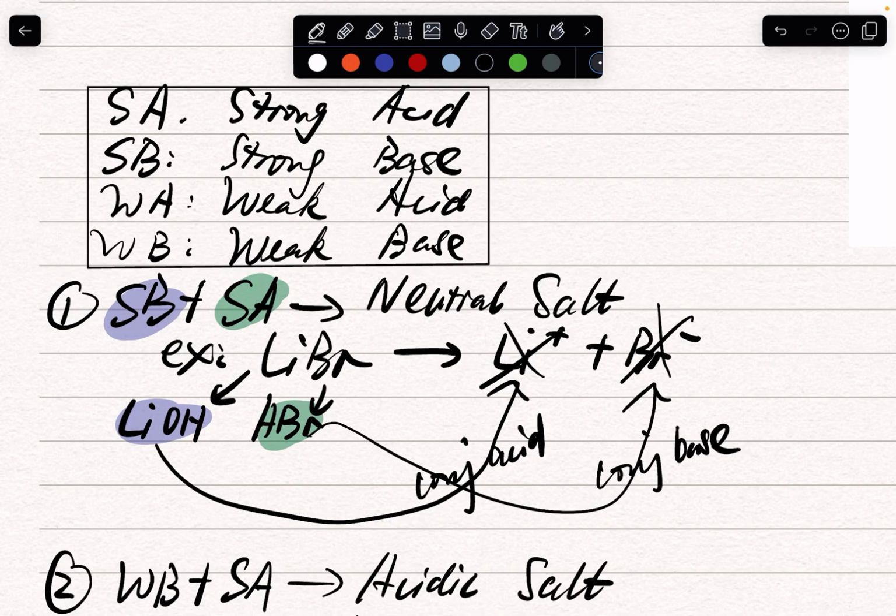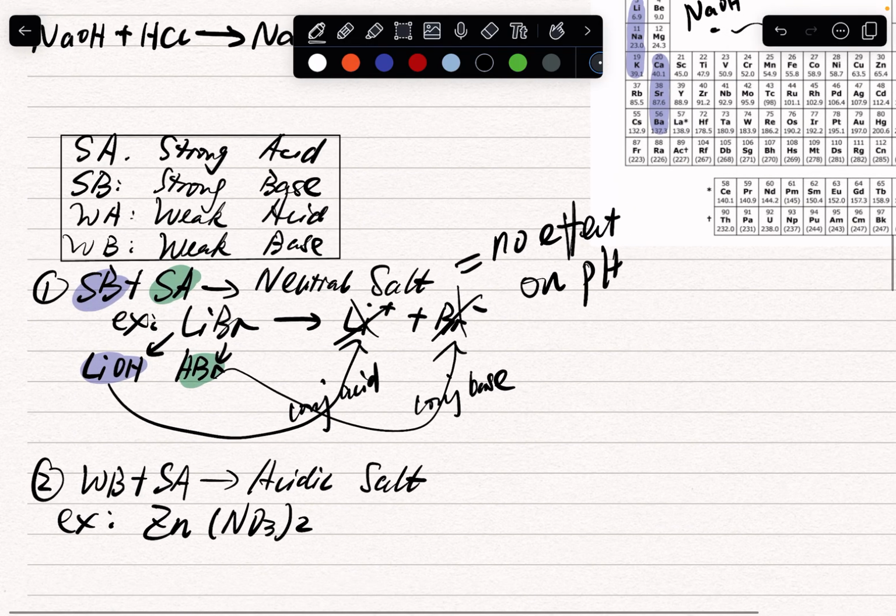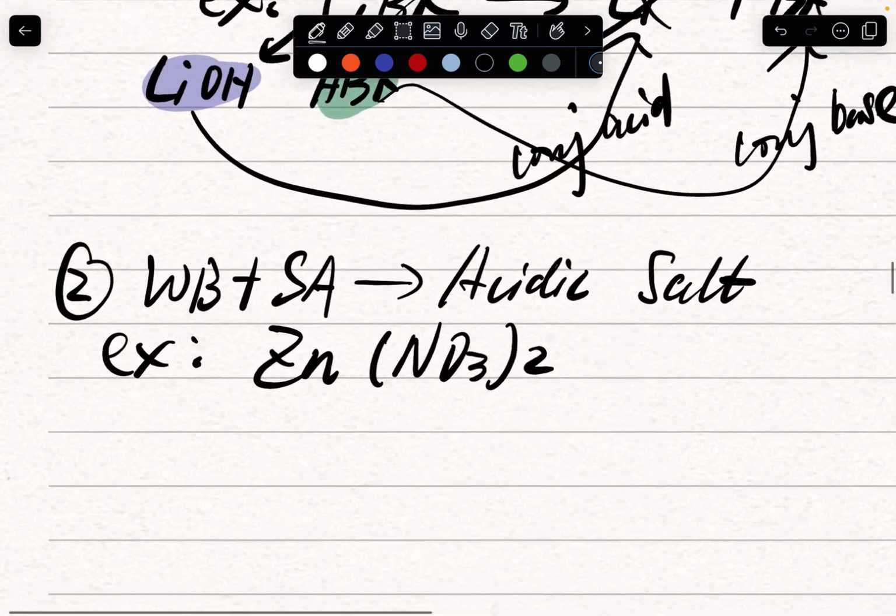So the whole thing, LiBr, this salt, when you dissolve it in water, does it change the pH? No, right? It has no effect on pH, okay? Okay, perfect. Now let's move on to our acidic salt, okay?